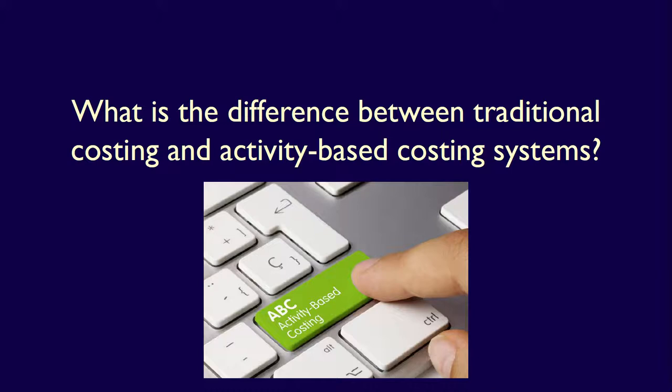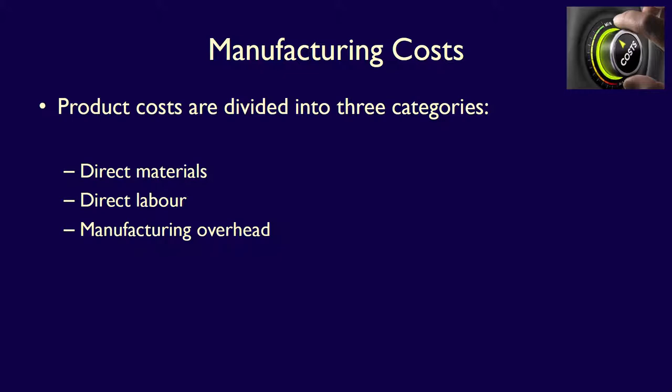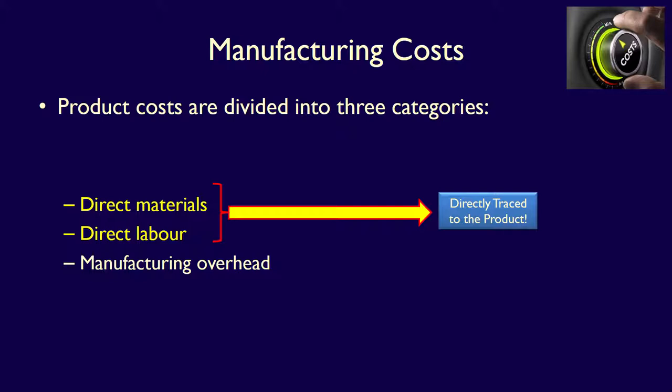Just what is the difference between traditional costing and activity-based costing? Previously, in order to determine the cost of a product in a job order cost system, we used what's called a traditional costing system. We know that the cost of a product is more accurate when the costs incurred can be directly traced to the product's production. And we know that direct material and direct labor costs are both traced directly to the product. This ensures accuracy because it traces the resources consumed directly to the product's costs.